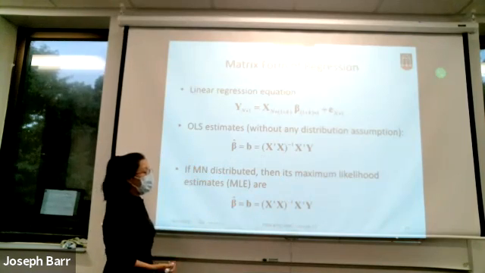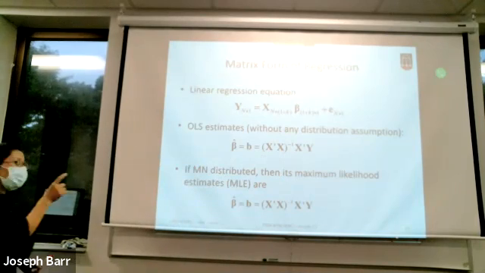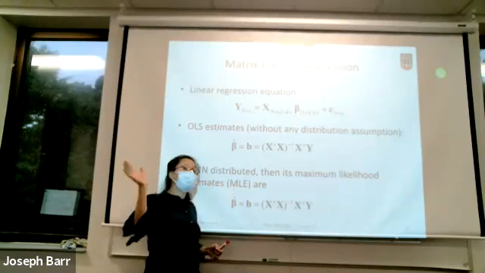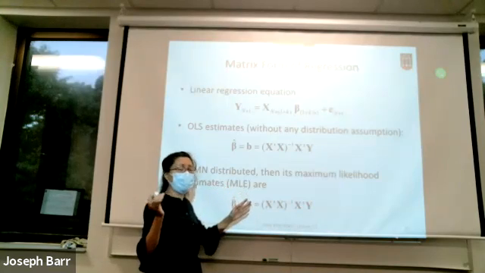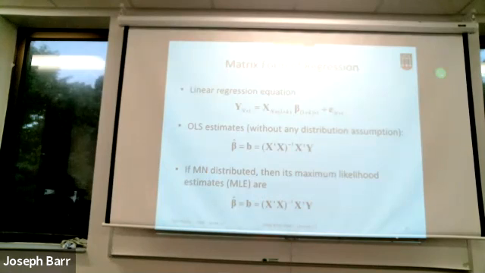Okay. So both are very elegant results. But of course, if you assume a chi-square distribution, the estimate of beta will be totally different, because you change the assumption. So the derivation will be different. But if it's normal, then these two are the same.